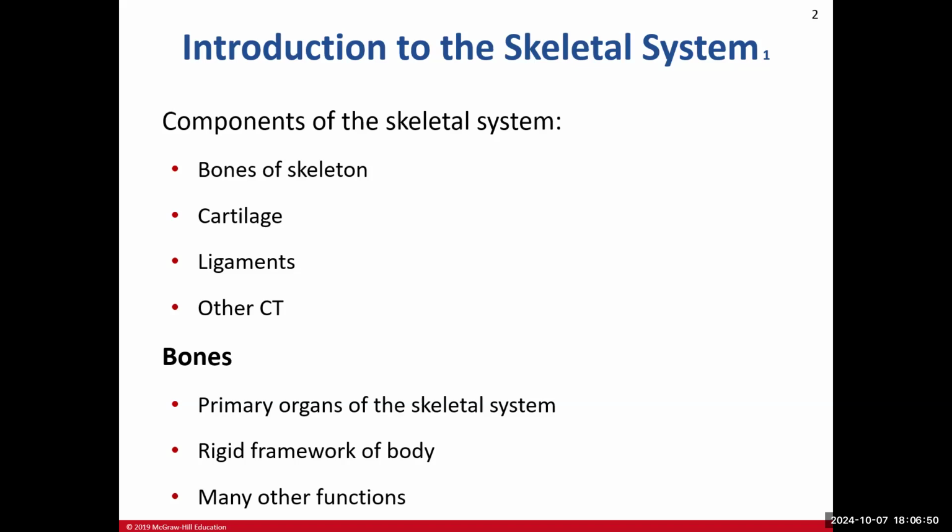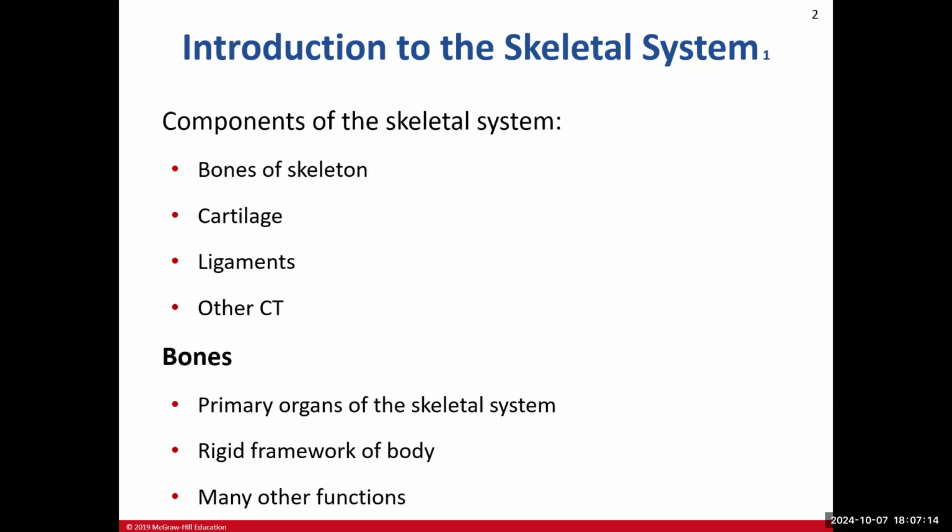All right, so when we're looking at bones, keep in mind, each bone in your body is considered an organ. Like your liver is an organ, like your kidneys are organs, your pancreas. Your bones are organs of the skeletal system. They're made up of more than one type of tissue.